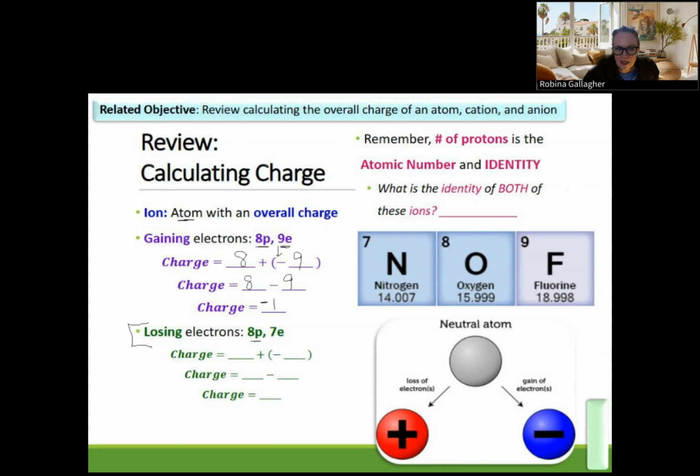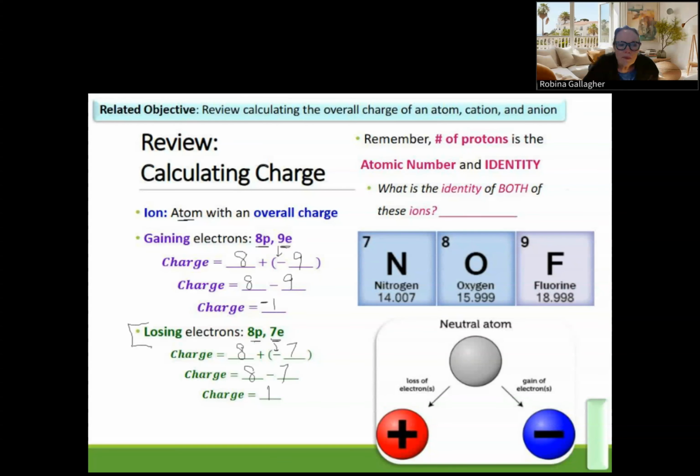Now here is another example. Again, I have 8 protons, so I'm going to put 8 here. This time, though, I have 7 electrons. So again, there's my negative sign, and here is my 7. 8 minus 7 is 1. This time I'm going to keep the sign of the positive number 8, which is larger than 7.